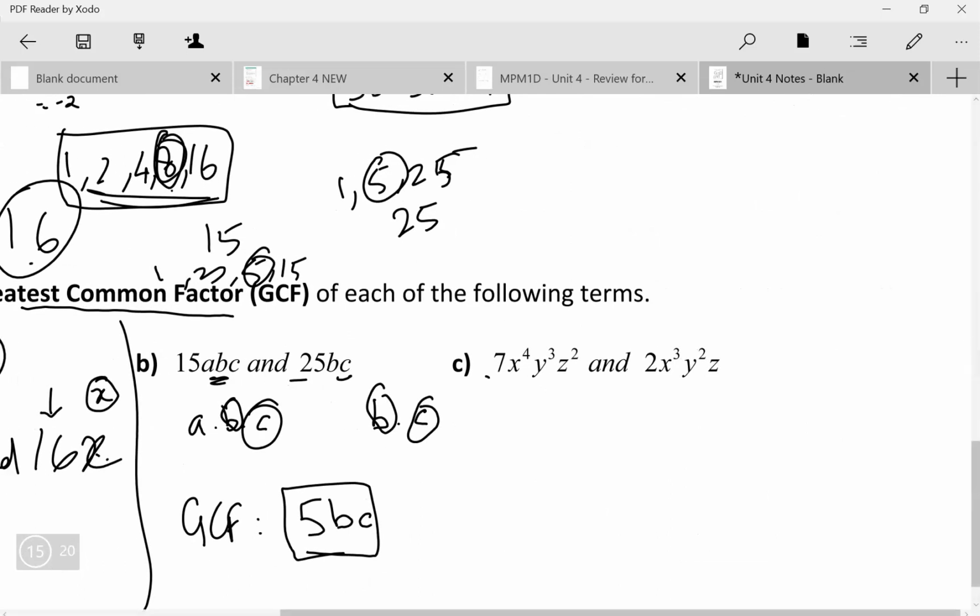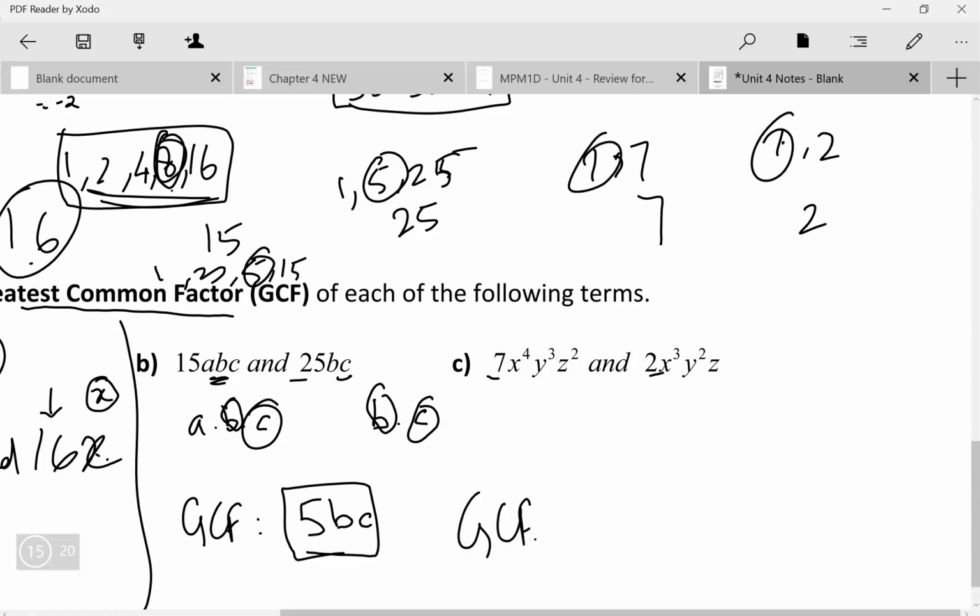Let's look at this. 7 and 2. Again, factors of 7 are 1 and 7. Factors of 2 are 1 and 2. The highest common thing that I can take out is basically just a 1. So I'm just going to put a 1 there, even though I don't necessarily have to put that.